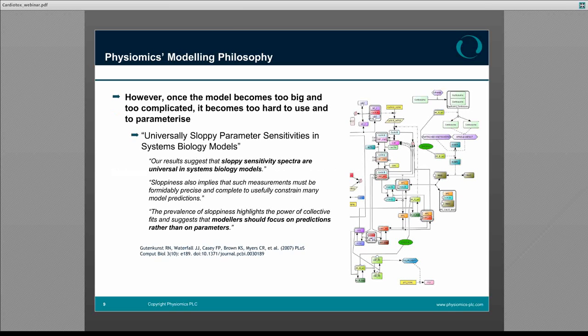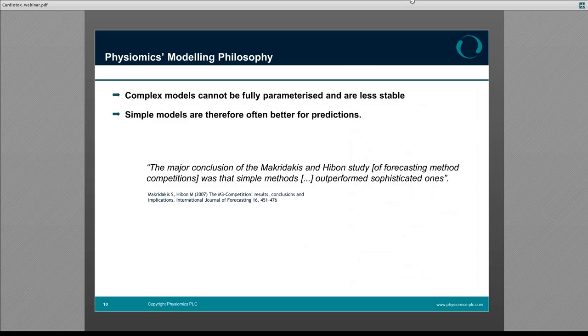Today, we'll talk about two sets of models. Some are extremely large and complex, such as mechanistic models of action potentials and full-scale models that mimic the entire heart physiology. When these models become too big and too complicated, however, they become too hard to use and too difficult to parameterize. When I say too hard to use, these systems become extremely difficult to compute numerically. Complex models cannot be fully parameterized and are extremely unstable, and so simple models are often better for predictions. An example of this is seen in this article highlighted here, where they look at different forecasting methods, and what they found is that simple methods tend to outperform the more complicated ones.